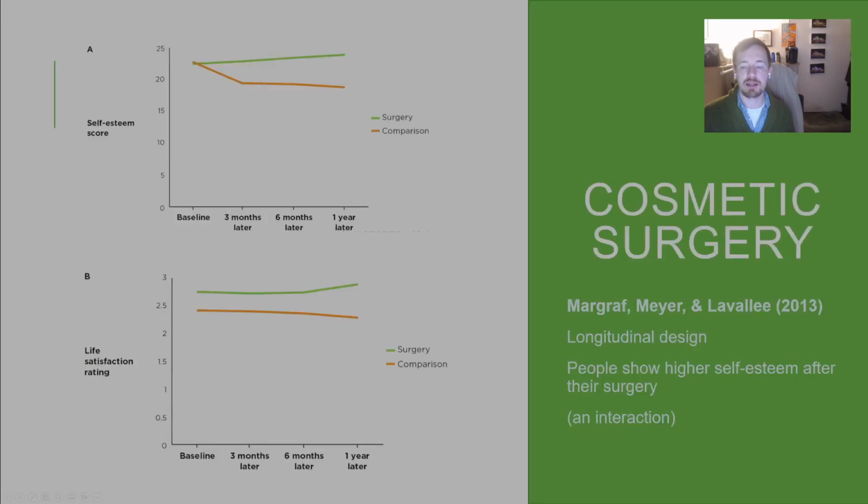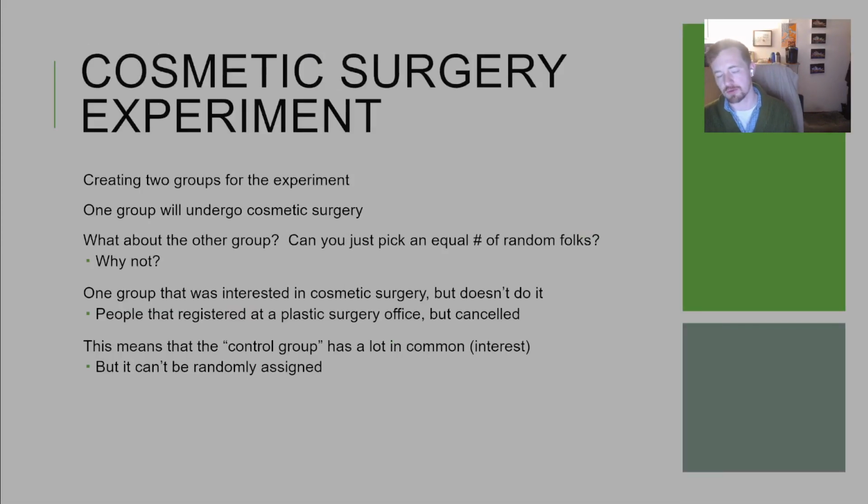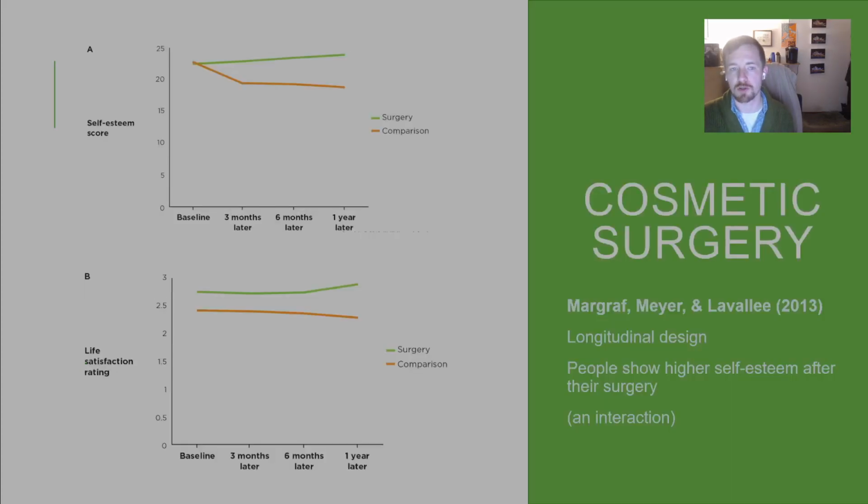To me this is really interesting, and I want to unpack this, but I want to unpack the results first and then talk about these groups. So what you're looking at here, the green group, is the group that got the surgery, and this is the group that scheduled the surgery but didn't go through with it. And so you're looking at two different dependent variables. You're looking at their self-esteem scores, and you're looking at their life satisfaction ratings.